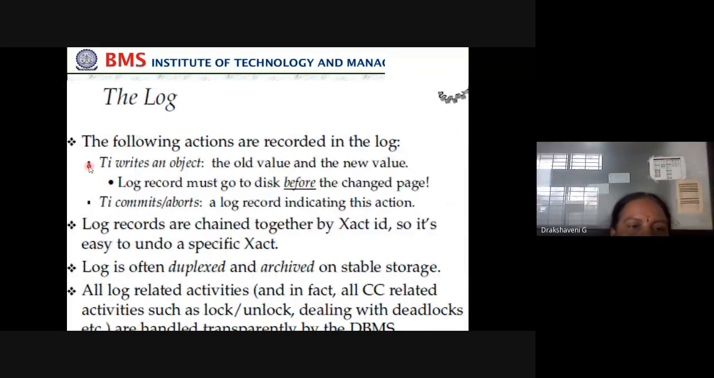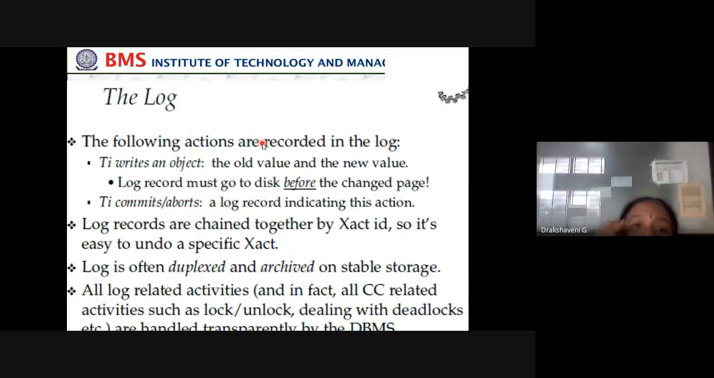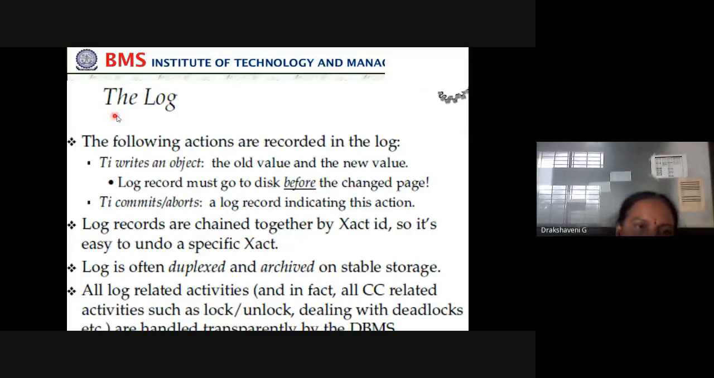Next one is the log. The following actions are recorded in the log. That's what you can see. Even in our laptops also, what I have opened today, quick links will be there. So what are all the transactions opened, what is logged, everything will be there. That is what is a log. And the following actions are recorded in the log. Ti writes an object, the old value and a new value.